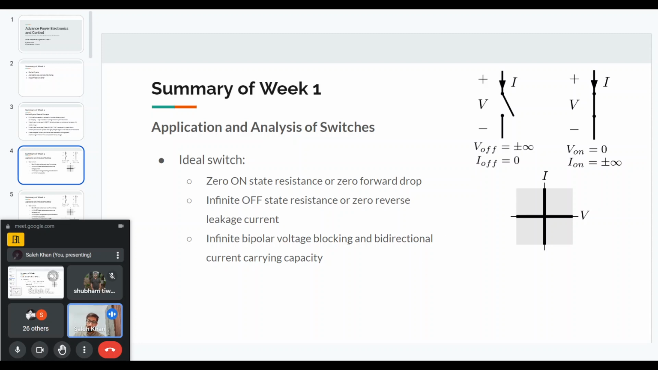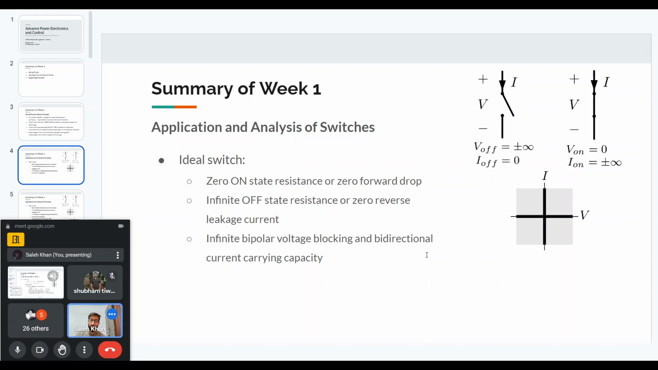So the third property of an ideal switch that we want is to have infinite bipolar voltage blocking and bidirectional current carrying capacity. Okay, so there are a number of things happening in this property. So first is infinite voltage blocking and current carrying. So in all practical devices, there will be a limit to how much voltage level it can block. And that limit is actually called the rating of the device.